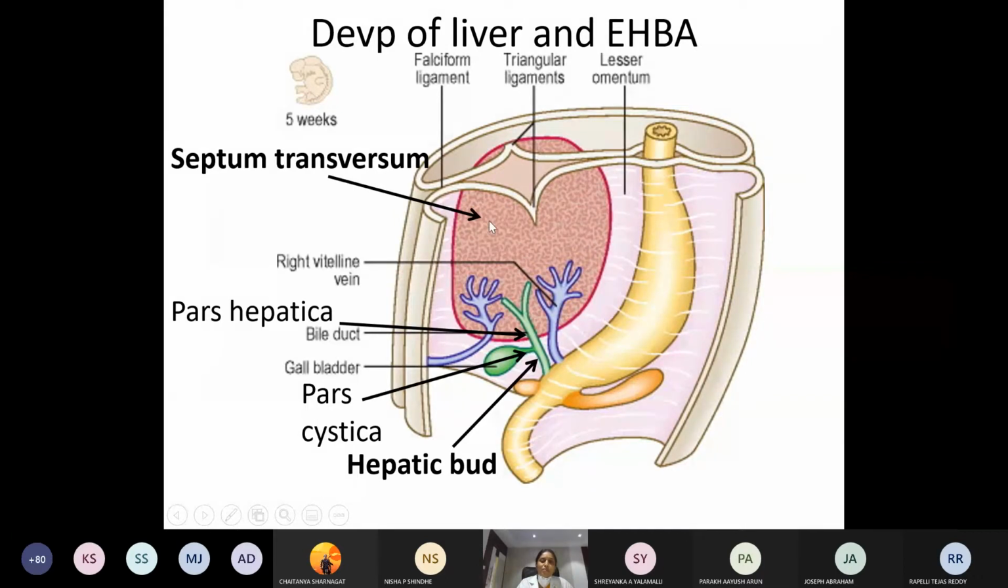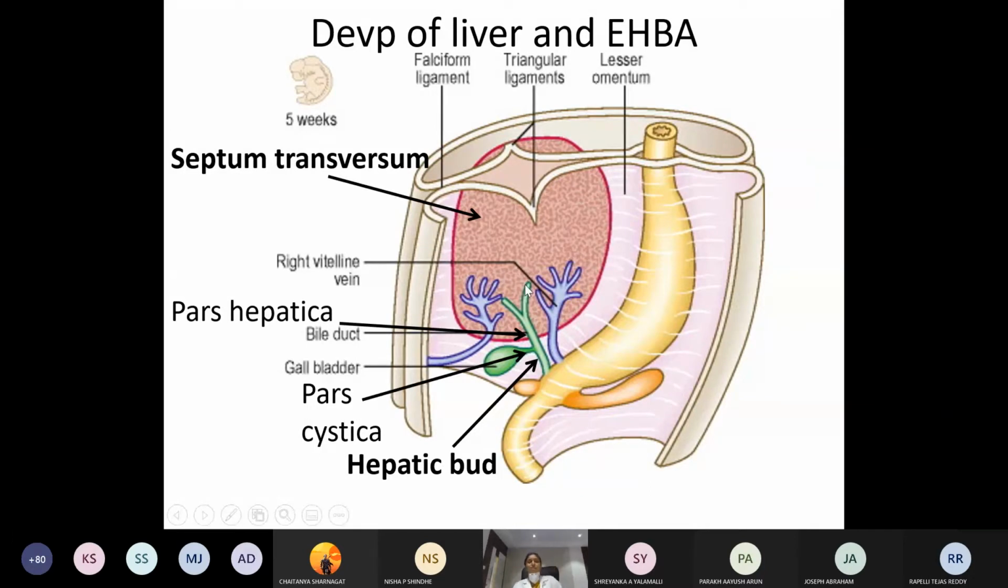Then what happens to the pars hepatica? That will invade the septum transversum. The brown structure is the septum transversum. Here you can see the invasion of the pars hepatica into the septum transversum. This pars hepatica will divide into right and left branches. It divides further to give rise to cords of cells, giving rise to the parenchyma of the liver.